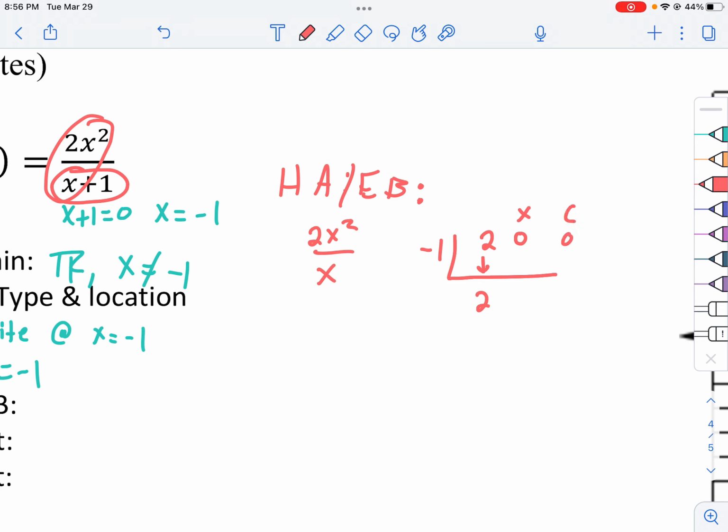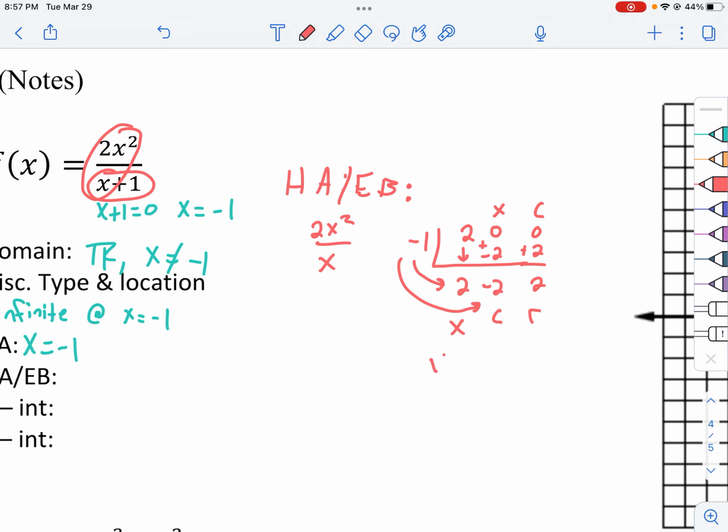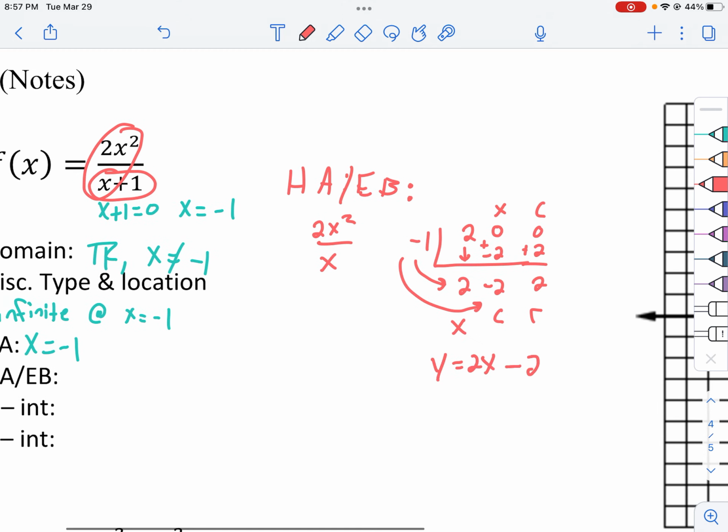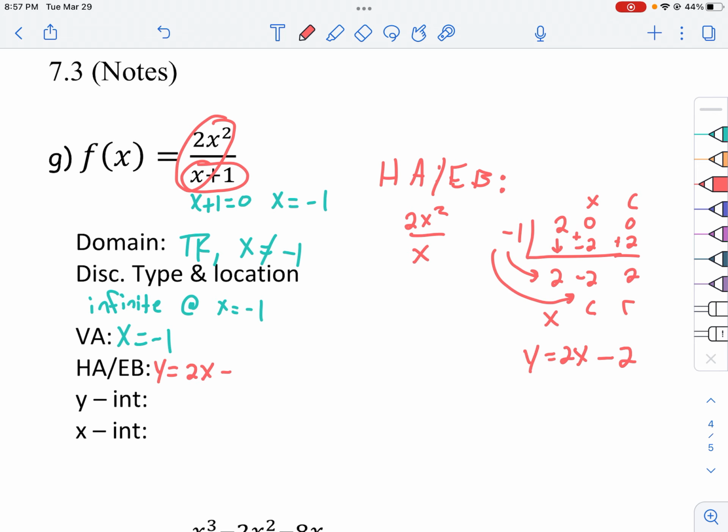So we need all of those things, right? We drop the 2, multiply by -1 to get -2, and then you add down, so -2. And then you multiply again, which gives a +2, add them down, gives you +2. Remainder, constant, and x. There's our 3 terms that make up the end behavior equation. So we have y equals 2x minus 2 for our end behavior.